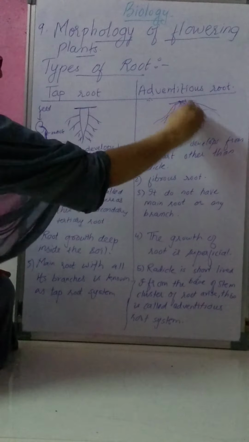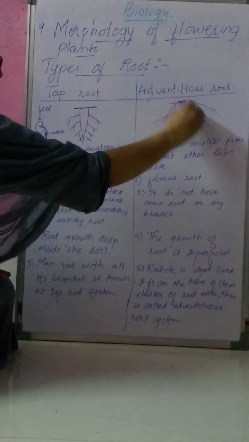Okay, the next point of this taproot is that the main root with all its branches is known as the taproot system. That main root, that is the primary root, secondary root, tertiary root, this is known as the taproot system. Okay, primary, secondary, tertiary, these are known as the taproot system.